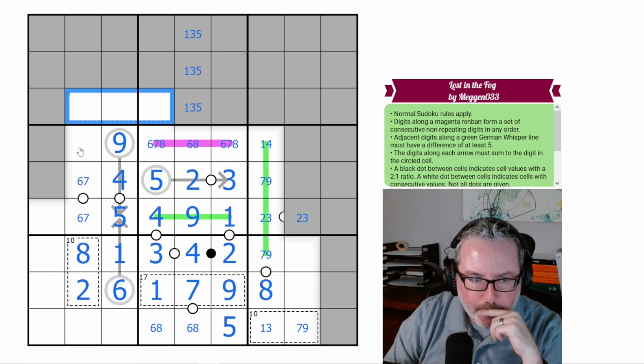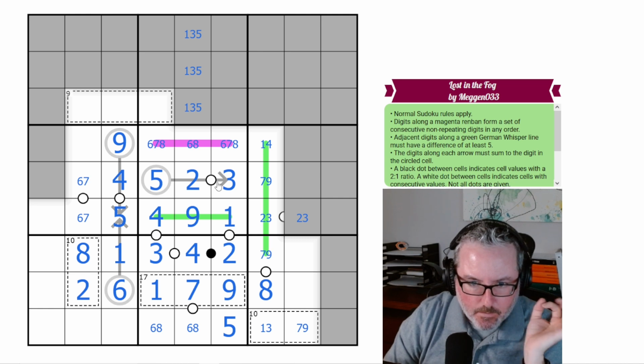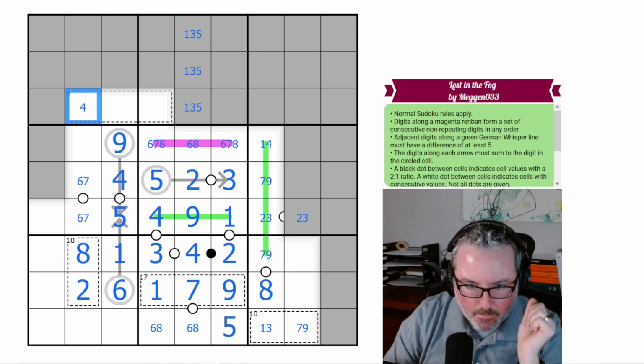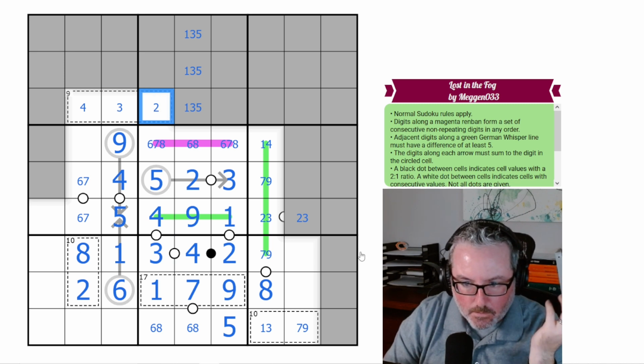What can we do? Can we ever do 2, 3, 4? Let's start there. If we did, the 4 would have to go here, the 3 would have to go here, and the 2 would have to go here. Because we have 4s looking up at it, so therefore this would have to be the 4. Then we've got a 3 looking here, so this would have to end up being the 3, and then this would have to be the 2, because it's all that's left over.